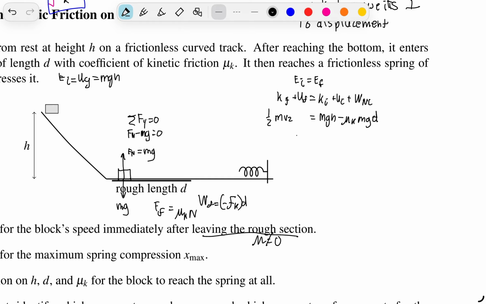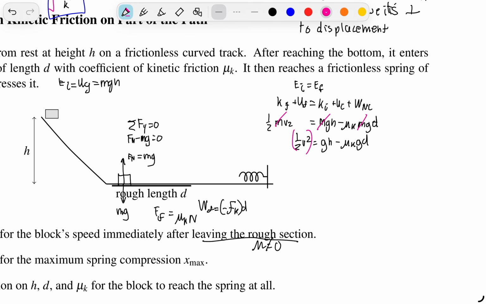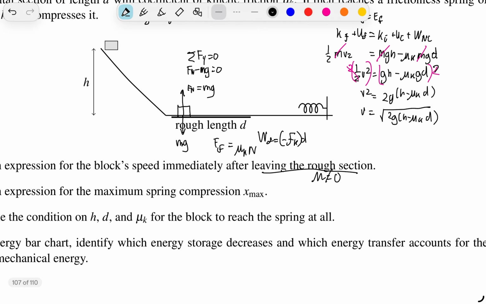So after this, we can divide everything by just our mass, and we have 1/2 v squared is equal to gh minus mu k g times d. After this, we'll multiply everything by 2, and that cancels out. You just have that v squared is equal to 2g(h minus mu k times d), and v is equal to the square root of that, 2g(h minus mu k times d).